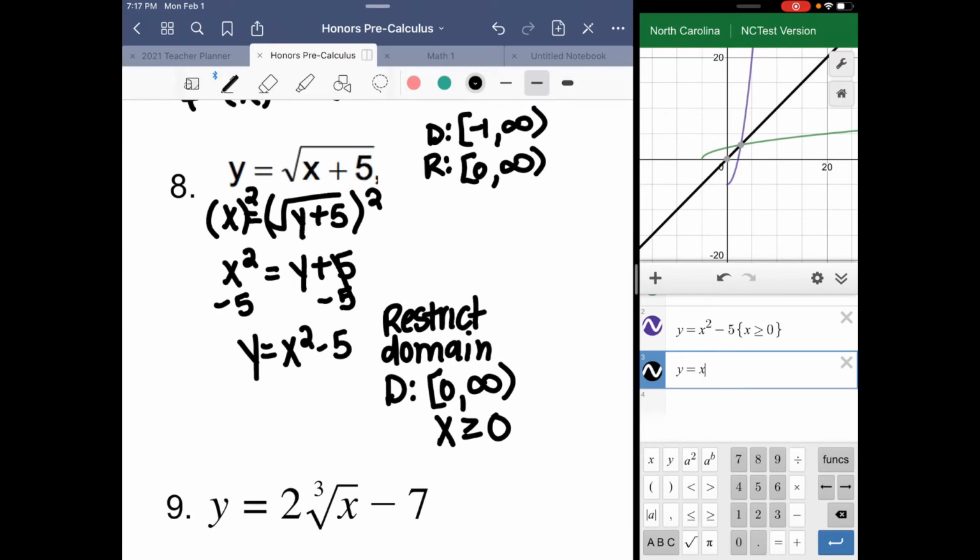So whenever you have a square root and that domain is restricted initially, but then it's not restricted when you take the inverse, make sure you apply that restriction. It's got to continue on with it, okay? So that restriction was applied to the inverse.